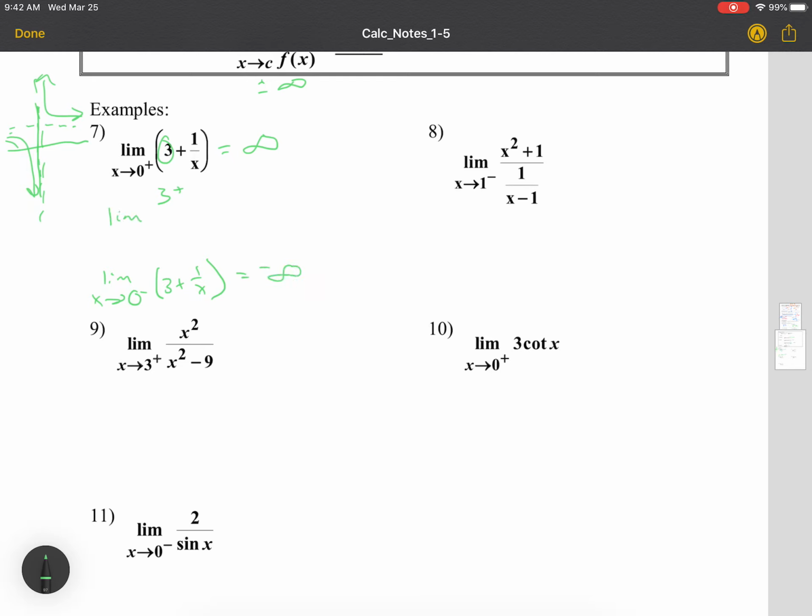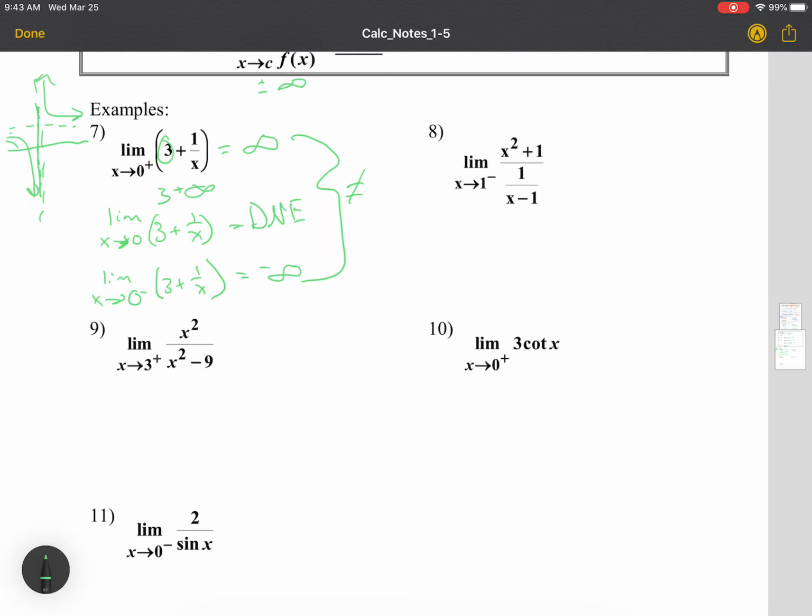So again, that's why when we take the limit of the whole thing, we get that it does not exist. Okay, these do not equal, right? That's why it does not exist. You get a negative infinity and an infinity.